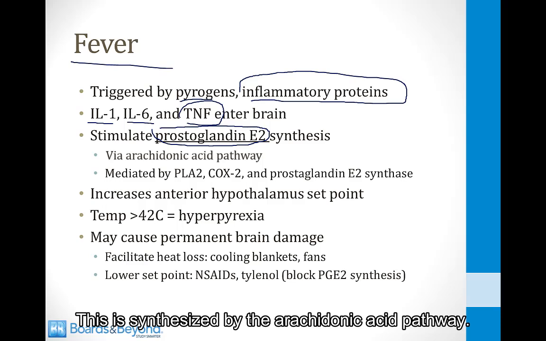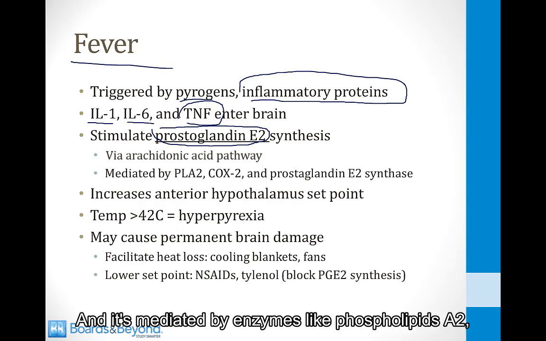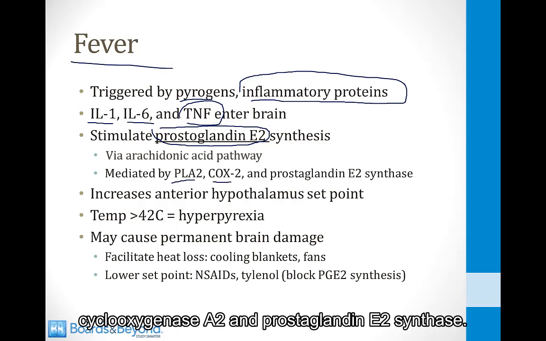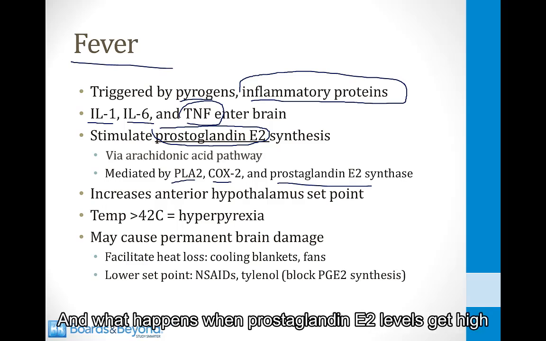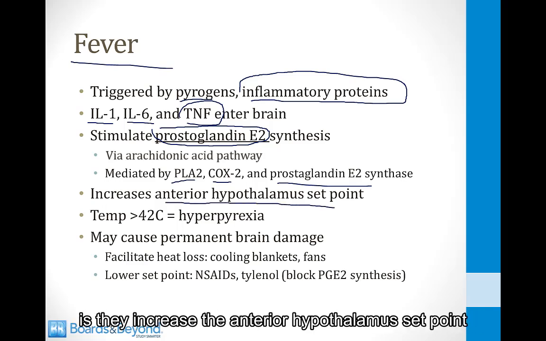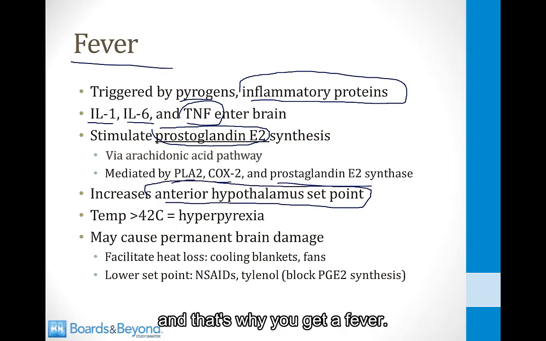This is synthesized by the arachidonic acid pathway, and it's mediated by enzymes like phospholipase A2, cyclooxygenase 2, and prostaglandin E2 synthase. And what happens when prostaglandin E2 levels get high is they increase the anterior hypothalamus's set point, and that's why you get a fever.